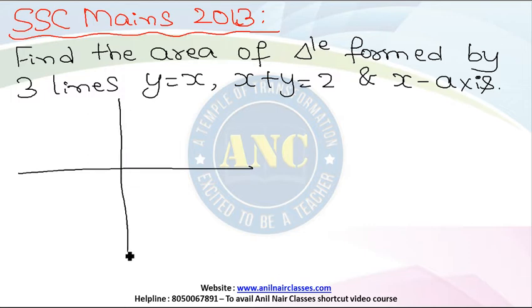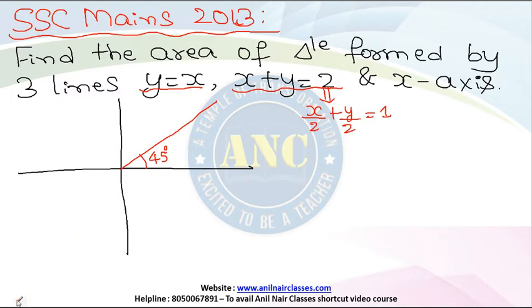This is my coordinate axis. From this coordinate axis, can I say that y is equal to x is nothing but a straight line passing through the origin with an angle of 45 degrees with respect to the positive x-axis. This is my first line. Next, x plus y is equal to 2. For intercept form, the right hand side I should make it as 1. So divide both sides by 2. So x by 2 plus y by 2 is equal to 1.